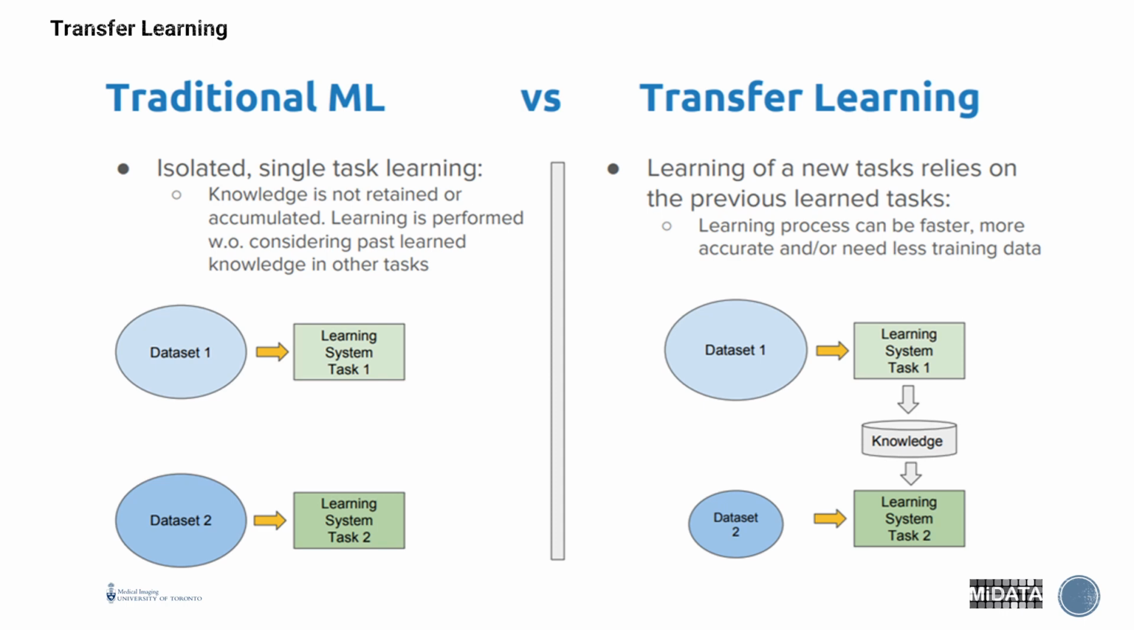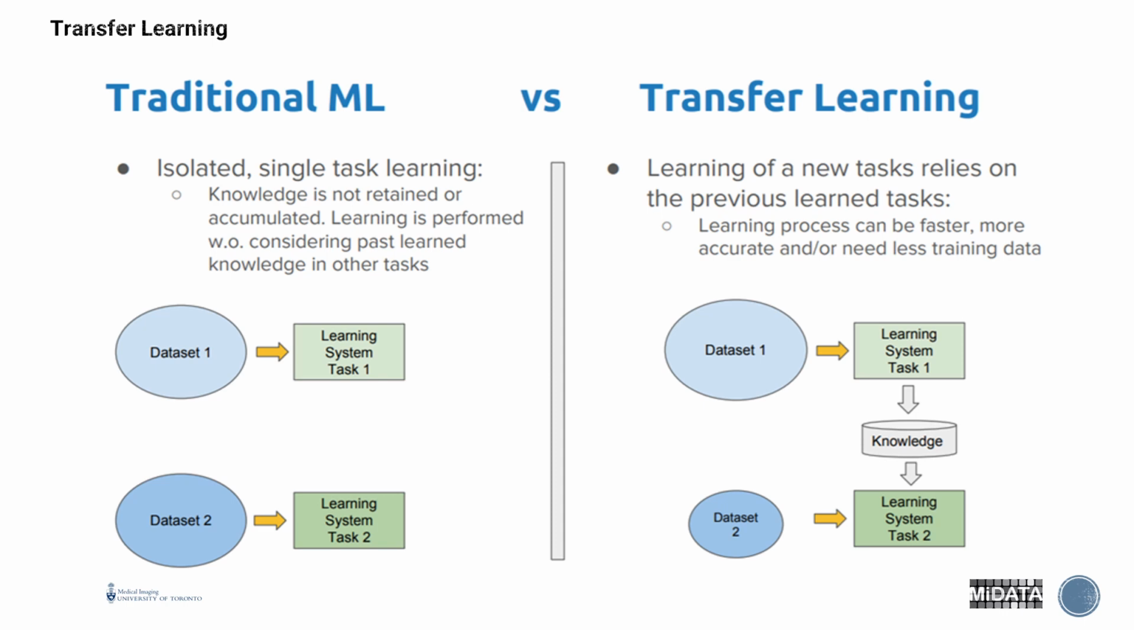Now in transfer learning, it's learning of new tasks that rely on the previously learned tasks. So the learning process can be faster, as I said, more accurate, and hopefully will require less training data. So for instance, you take your first data set, you learn from that data set, you acquire knowledge, and then you transfer it to your second learning task, which is the one you're interested in, and you can see here just a slightly smaller data set, and this allows you to be successful.